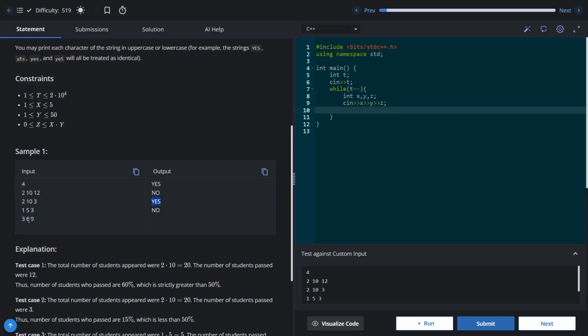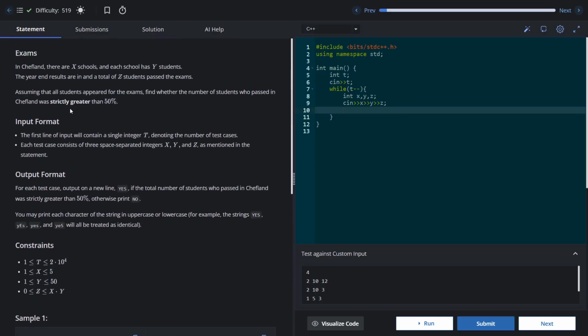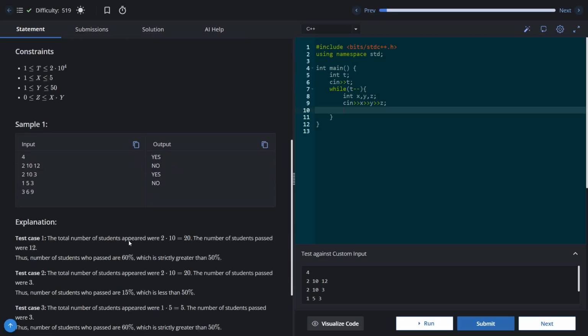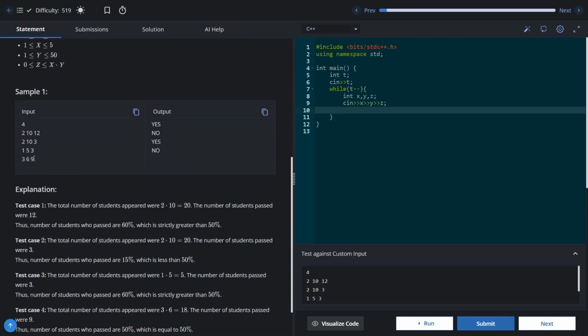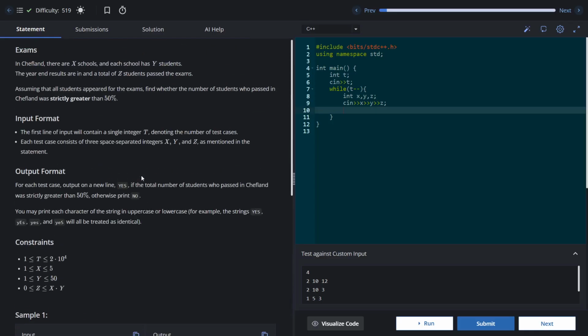Now let's see here, 3 into 6. So the total number of students is 18, and 50% of 18 is 9, and the number of students passed is also 9. In the question they had given strictly greater than, which means this is also a no case. The reason being, it has to be at least 10 or greater than 10. Only then will the condition hold good.